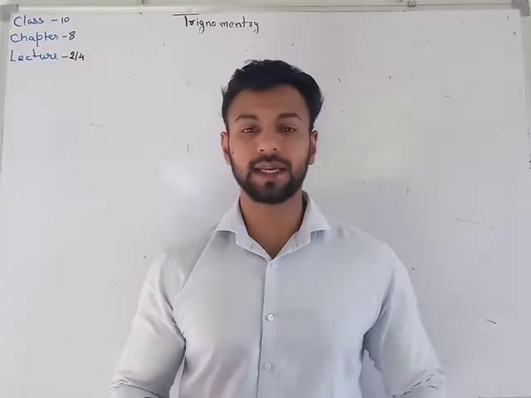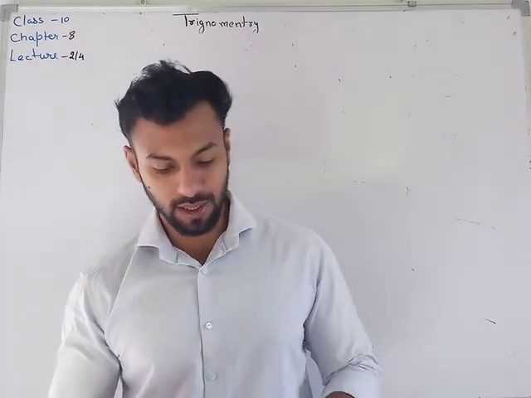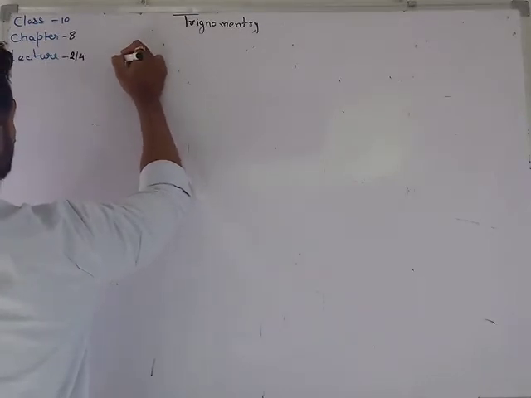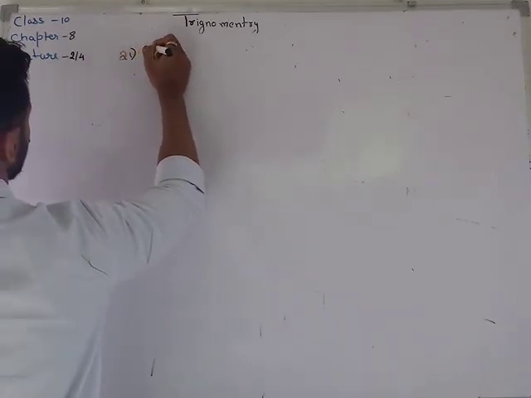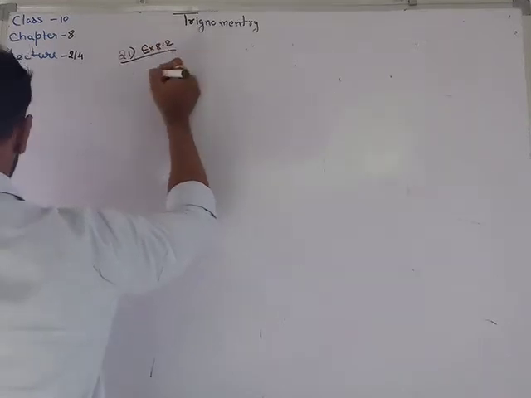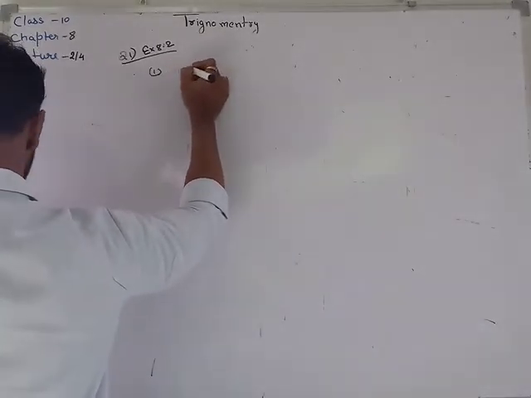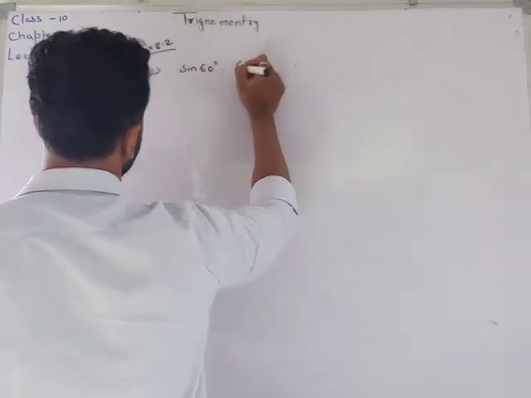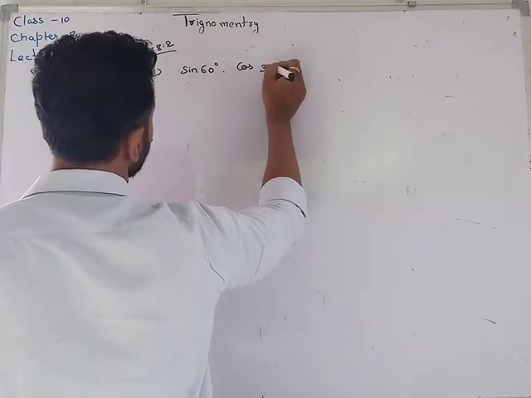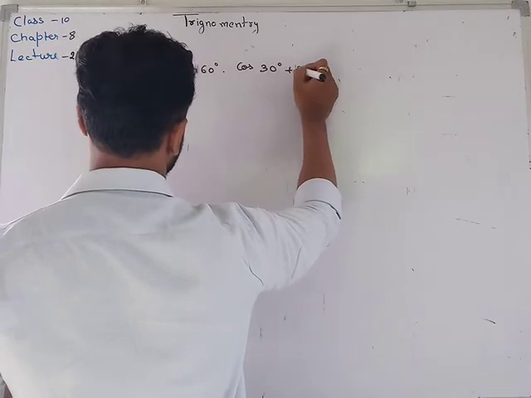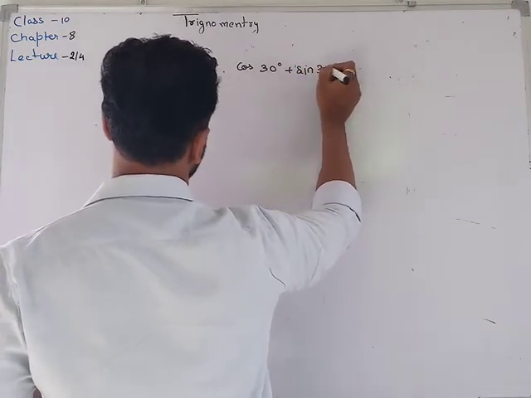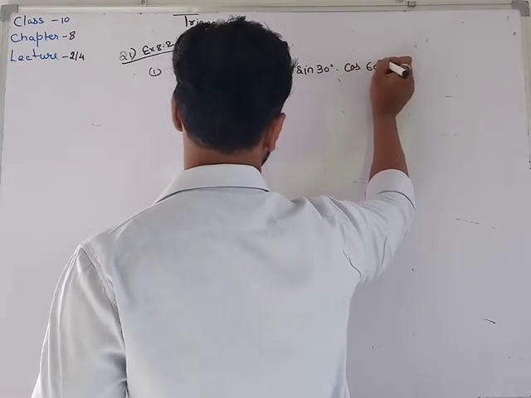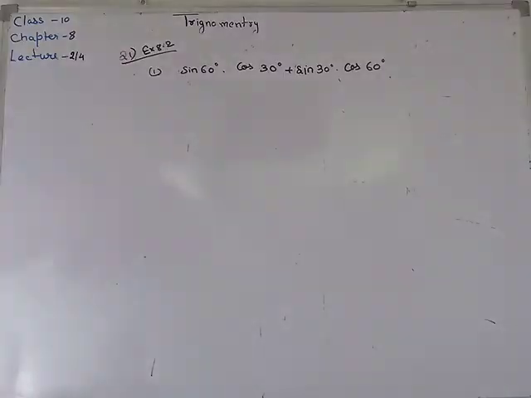Taking the question from exercise 8.2, question number 1, evaluate the following. First part. This is question number 1, exercise 8.2 of NCERT. First part, sin 60 degree into cos 30 degree plus sin 30 degree into cos 60 degree. We have to solve this.